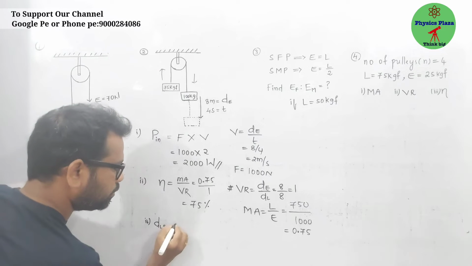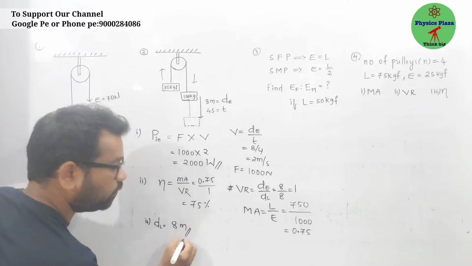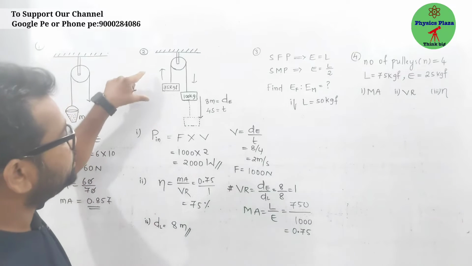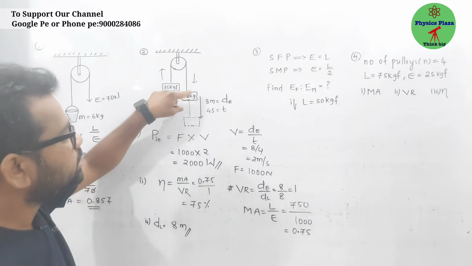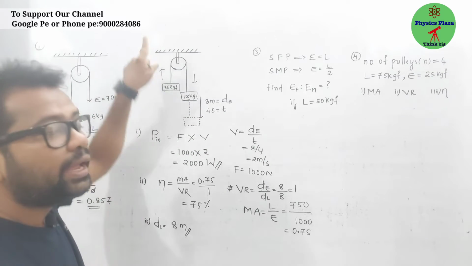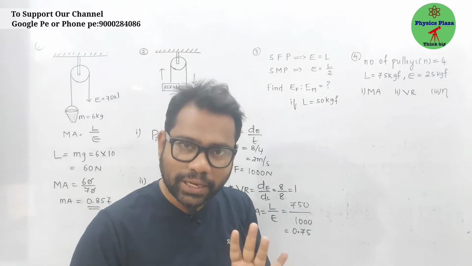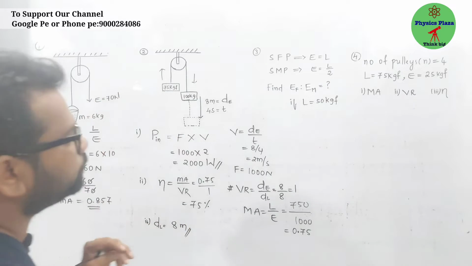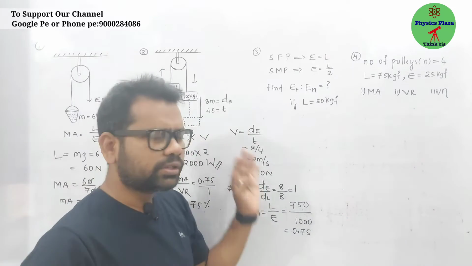The third part they are asking is to calculate load displacement. Load displacement is 8 meters only, because the effort displacement is equal to the load displacement. As the effort is moving downward by 8 meters, the load is also lifted by 8 meters. Is it clear? Yes.